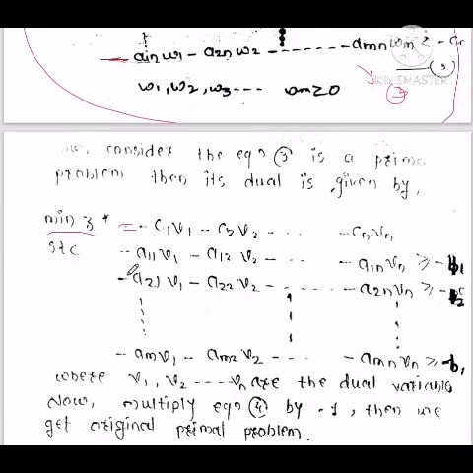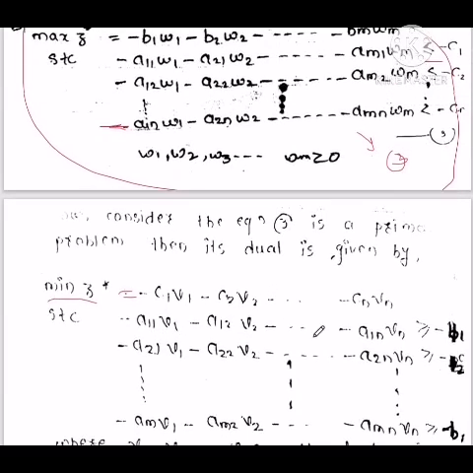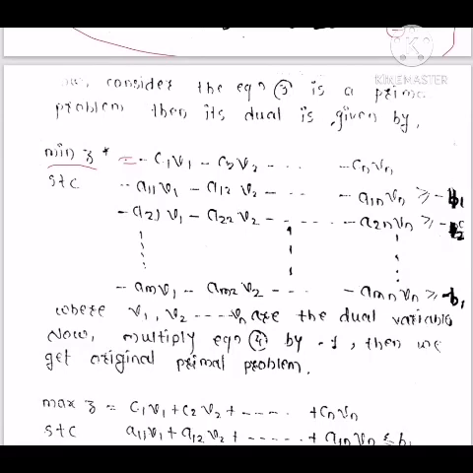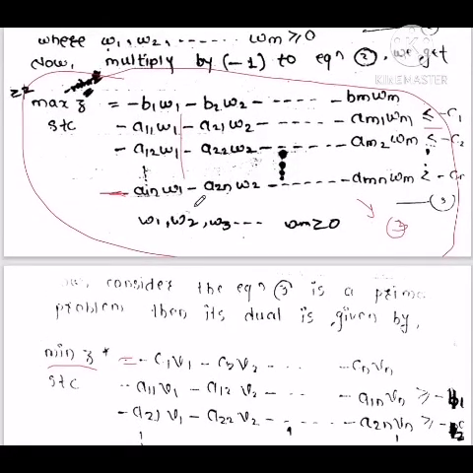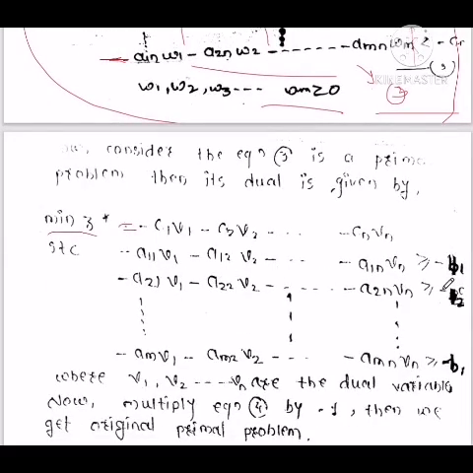Okay, so minus A11 V1 minus A12 V2 minus A1n Vn greater than or equal to minus another variable, that is B1. Let us take B1. So this column will become a row. Again this column will become the second row and this column will become the third row. In this way we can write this equation.